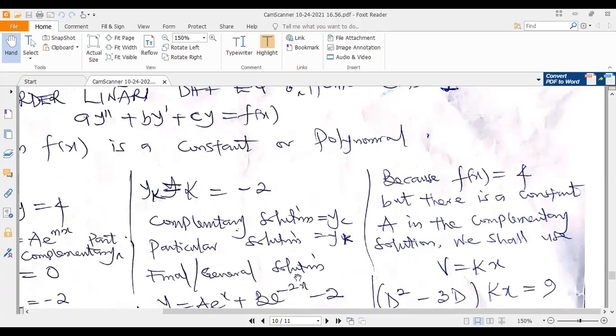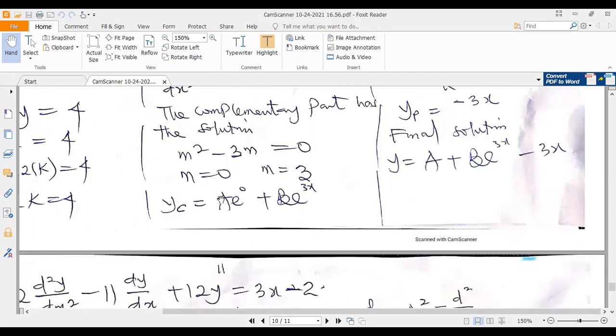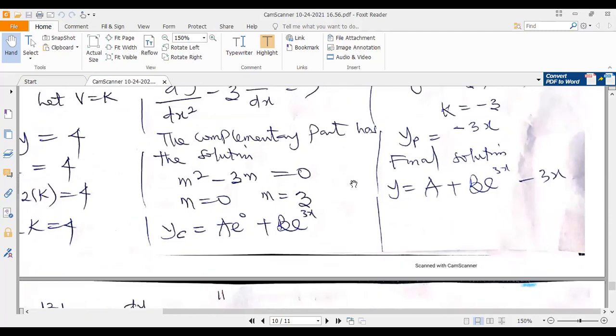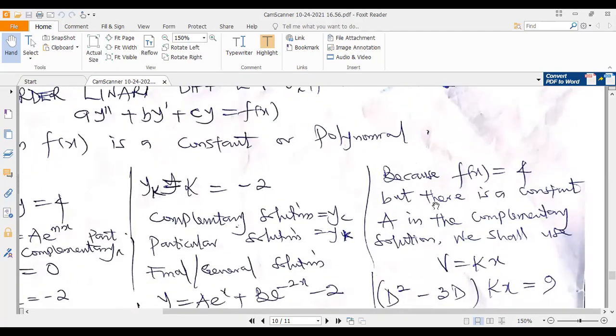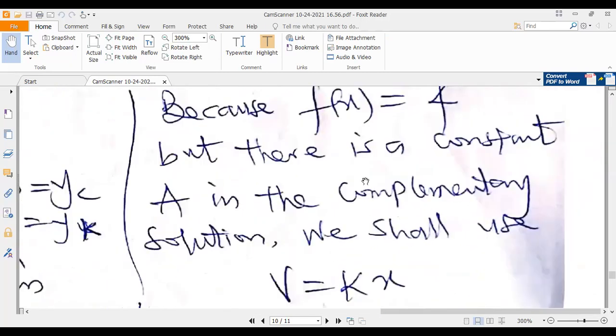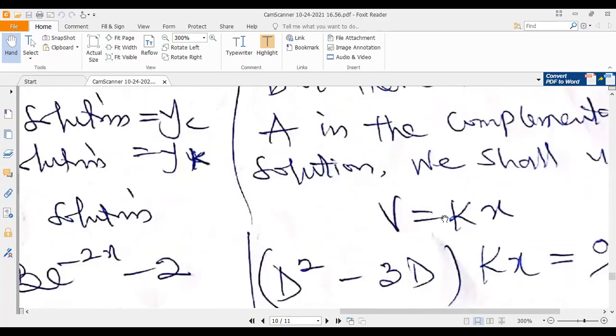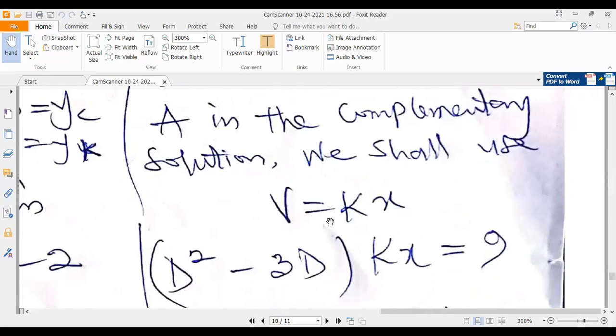Do you notice that? Look at it. This is a constant. Everything is a constant. Exponential 0 is a constant. So because we have a constant in the complementary solution, we are going to assume our v to be a function multiplying the independent variable x. Are we together now? Okay.